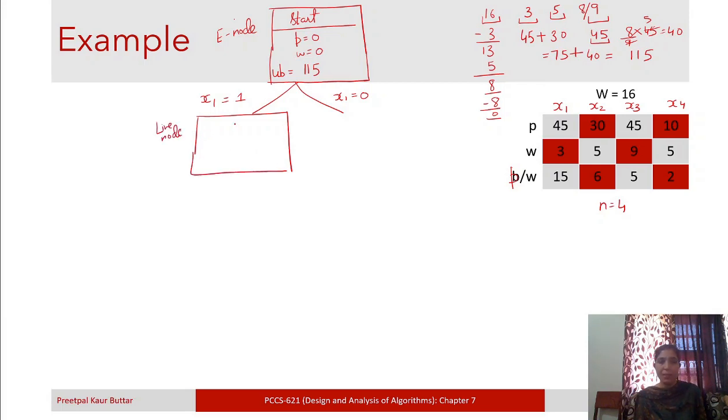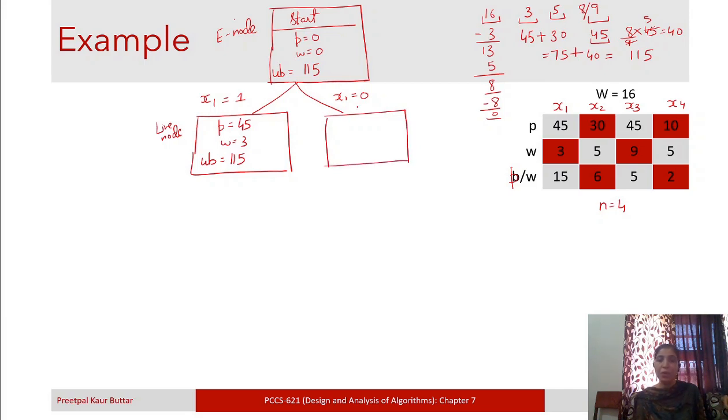When you pick this item, then profit will be 45, weight will be 3. And what will be the upper bound? Upper bound will be the same as we calculated in the previous step, because here we considered the first item, adding the weight 3 and the profit 45. After picking the first item, there was room left for the second item, so we picked the whole of the second item, and then after picking the first and second items, we could pick only 8 by 9th of the third item. By picking the items in this order, the upper bound on the profit was 115. So it will be 115 only. Now let us go here.